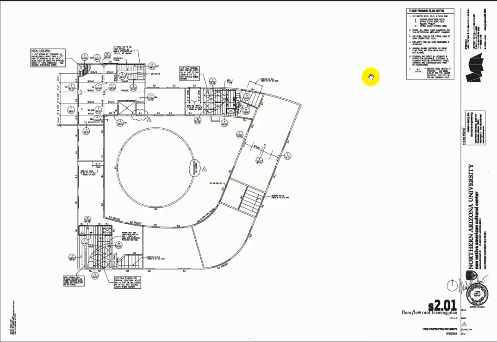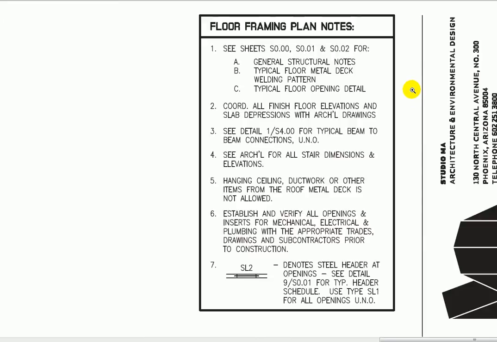Okay, jump over here. We'll look at these floor framing notes. It's always good to read the notes. A lot of good information there. So if we look at this, this tells us kind of where to go to get some information. Down here, denotes steel header at openings. So L for lintel or header. So this tells you what detail to go to. So a lot of times the general notes are going to cover very basic things that look like they're missing from the drawings.